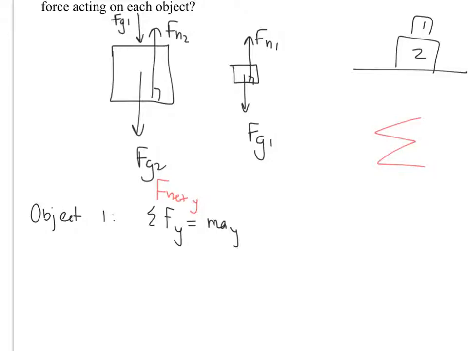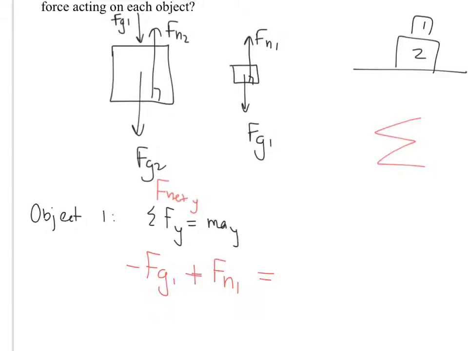Now, the sum of literally means sum them together. FG1 and FG2, I'm sorry, object 1. On object 1, we only have FG1 pulling down. So we look at object 1, and we see in the y direction, FG1 is pulling down. So it's negative FG1. Which way is FN1 pushing? Up. So we put positive FN1.